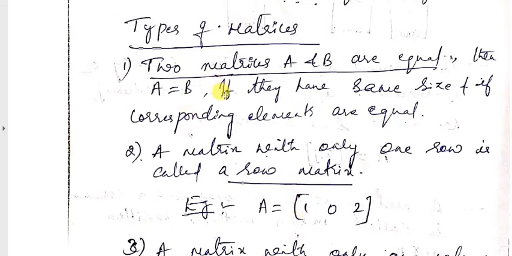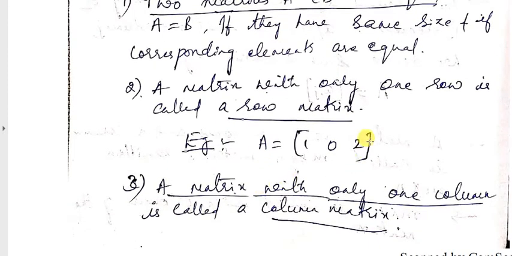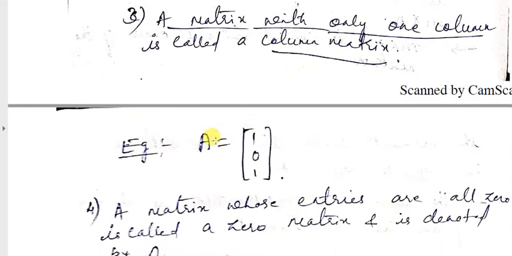When we say the matrices are equal, say A and B are two matrices, suppose A is equal to B, we mean that they have the same size and the corresponding elements are equal. Only then are the matrices equal. What do you mean by a row matrix? A matrix with only one row is called a row matrix. Here I have given one example: A is equal to 1, 0, 2. Similarly, a matrix with one column is called a column matrix. The column matrix will be presented as A is equal to 1, 0, 1.